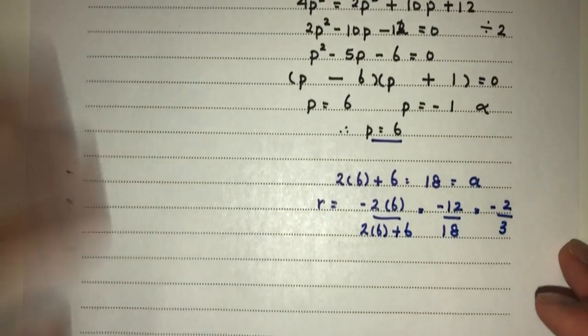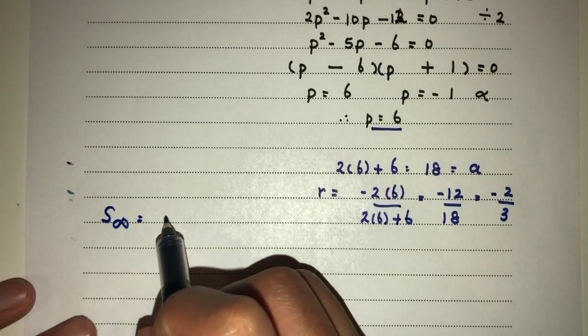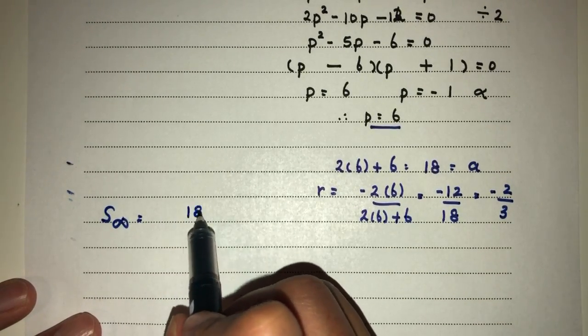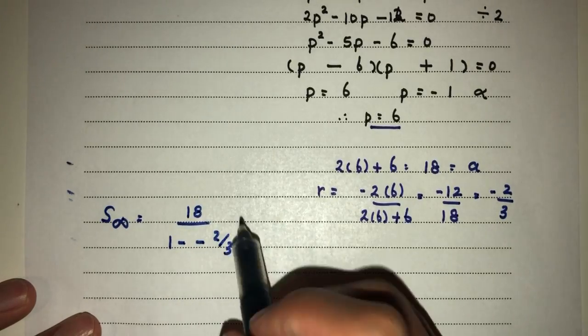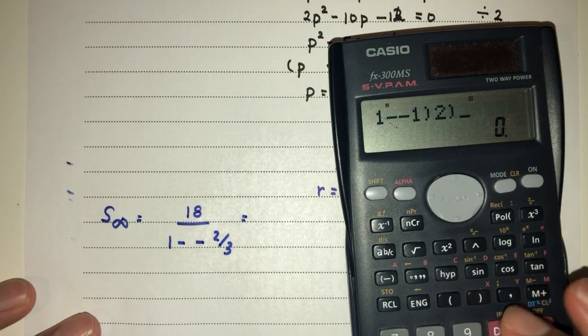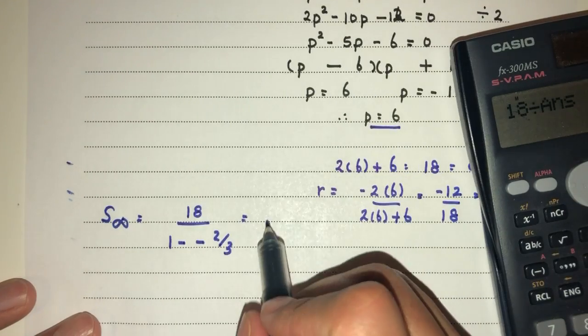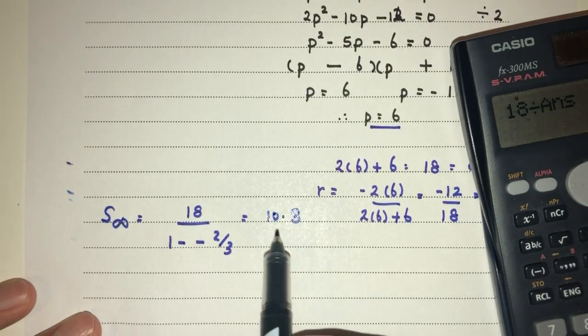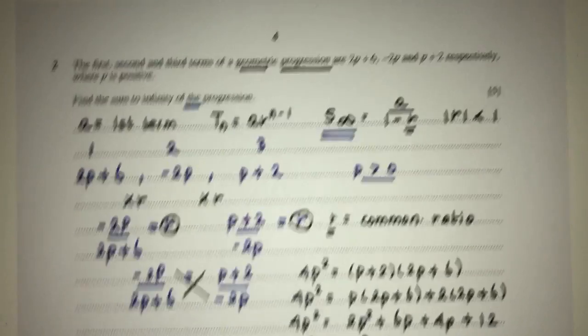Now replace back in your main equation. You can find your sum to infinity. That will be a, which is 18, divided by 1 minus r. So you will have 1 minus minus 2 over 3. 18 divided by that answer will be 10.8. So your final answer will be 10.8 for your sum to infinity. And that will be your question number 2.